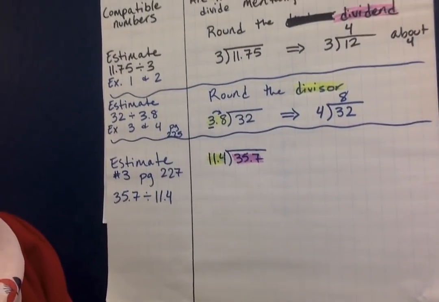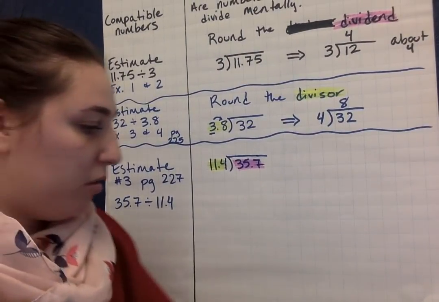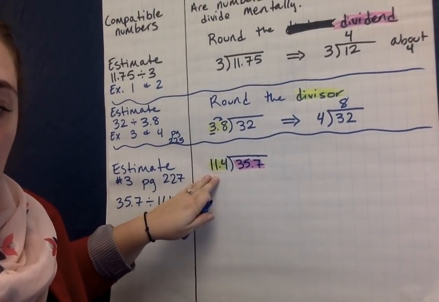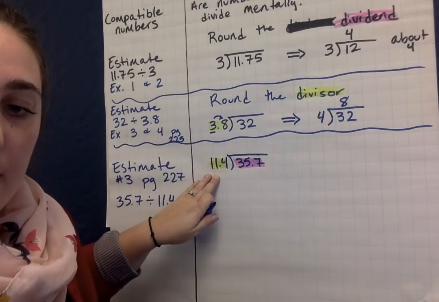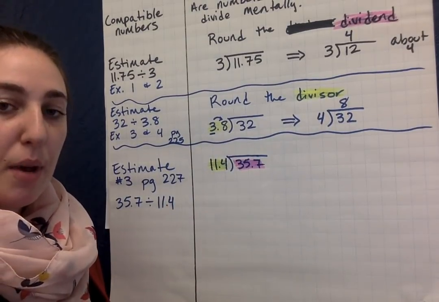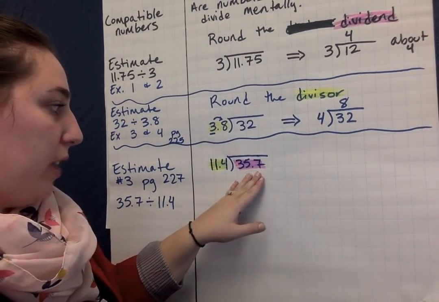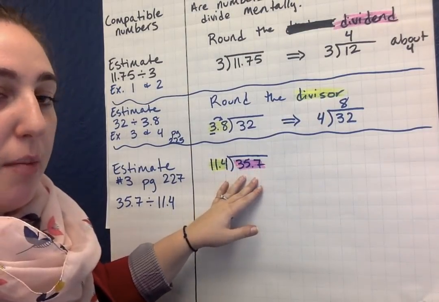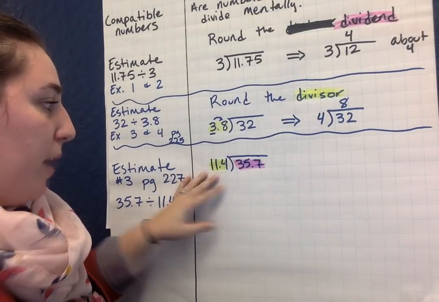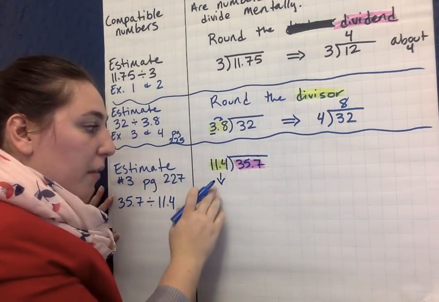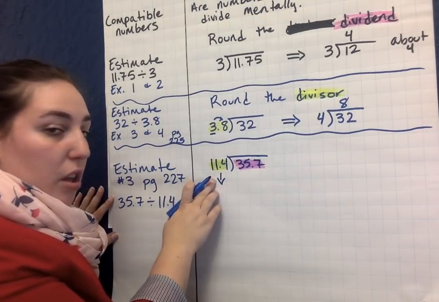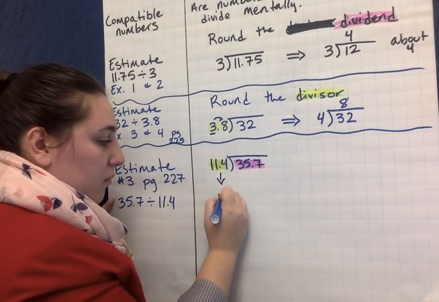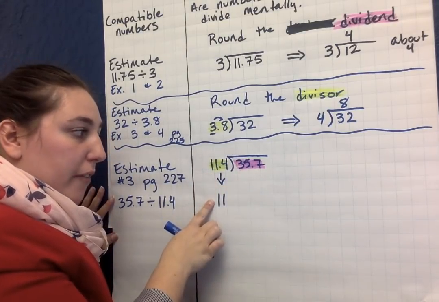Okay, so I'm first going to round the divisor first. So when I'm rounding the divisor, I need to come up with a number that will be compatible to make sure that it'll go into 35.7 or whatever number I round it to. So first, let me just worry about 11.4. When I round 11.4, I'm going to round it to the closest whole number, and that would be 11. So I rounded 11.4 to 11.